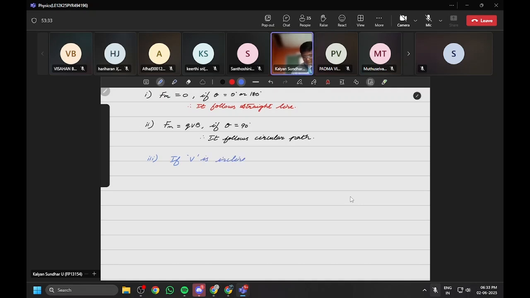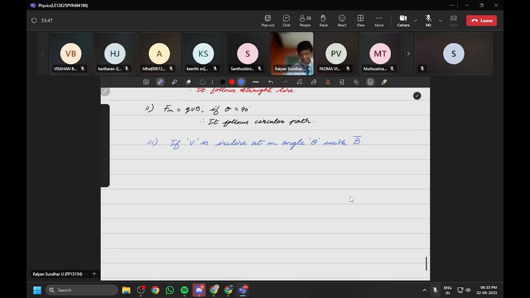Now, the third one is that if V is inclined at an angle theta with your magnetic field. Then what happens? So these are your magnetic field. Now, this is how a charged particle is making some angle theta with the magnetic field.